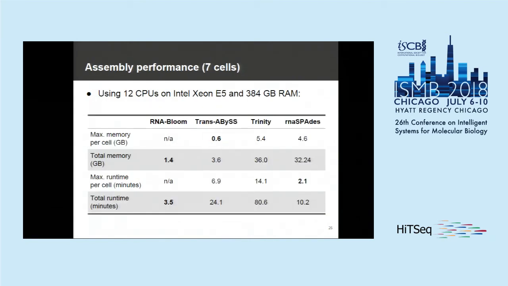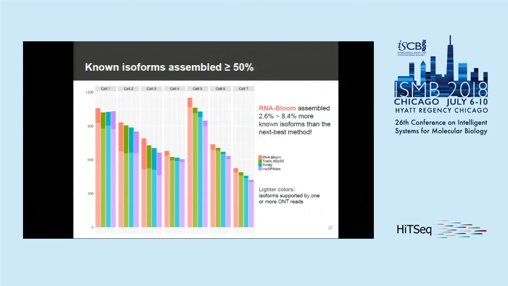This table shows that using 12 CPUs, my program RNA-Bloom uses the least amount of memory, and it is the fastest among the 4 approaches evaluated. This figure shows that RNA-Bloom has the highest sensitivity across all 7 cells. It's important to note that RNA-Bloom assembled 2.6% to 8.4% more known isoforms than the next best approach.